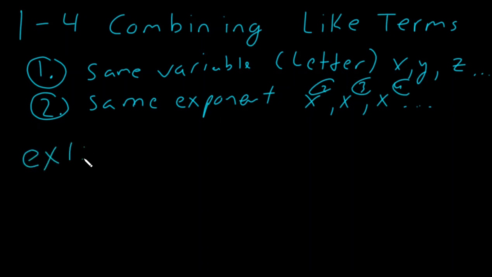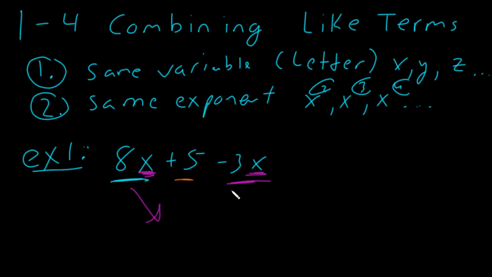Example 1, let's do something very, very simple. Let's say we have 8x plus 5 minus 3x. And the question becomes, if I want to combine my like terms and simplify this, what would I combine the 8x with? Would it perhaps combine with the 5, or would it perhaps combine with the 3x? Well, notice this has the letter x, that has the letter x, and so of course those two things will combine.